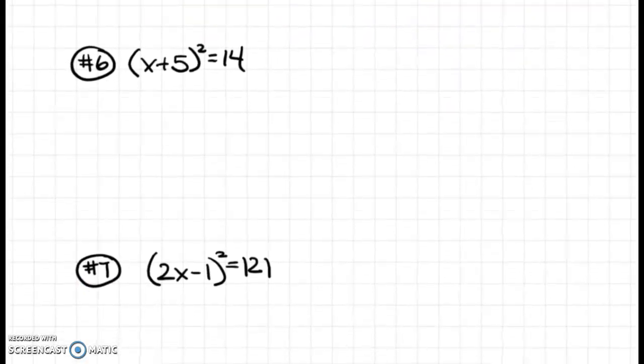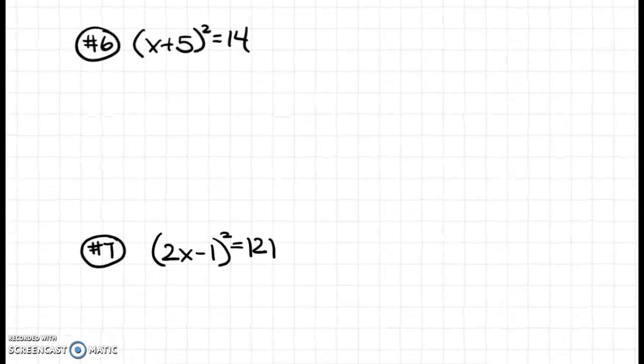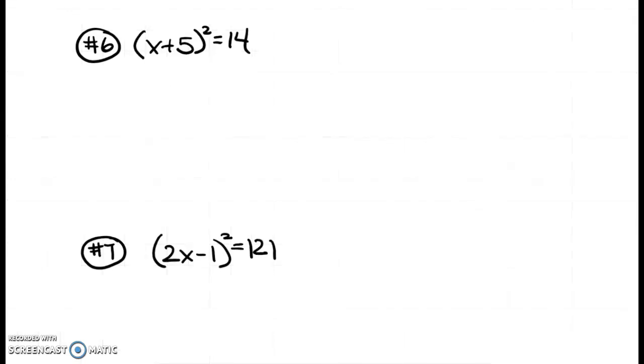So let's move on to number 6. This is going to be a little bit more complicated, and these are a little bit harder to see. But it doesn't matter what we are squaring, right? As long as this is a perfect square, and it is a perfect square because I have a parenthesis with a square on the outside. 14 is a number. I can use the square root property regardless. So I'm going to use the square root property to solve this.